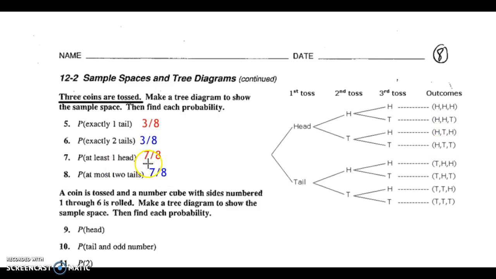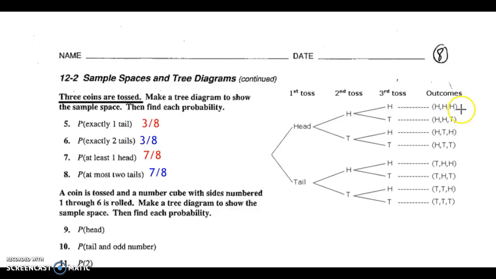Alright, here are the correct answers. I want to take a look at numbers 7 and 8 because they're a little bit more complex than the previous ones. Number 7 says the probability of at least one head. Well, that means that there's got to be either one H in the outcomes, two H's in the outcomes, or three H's in the outcomes.